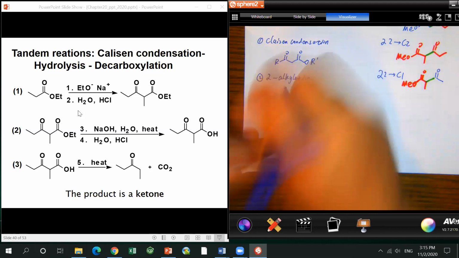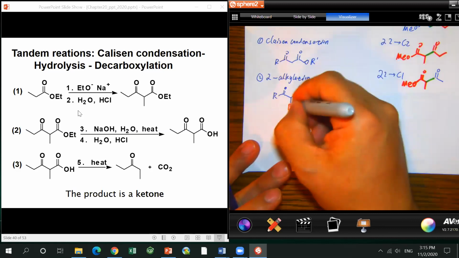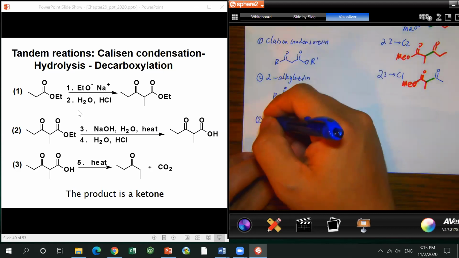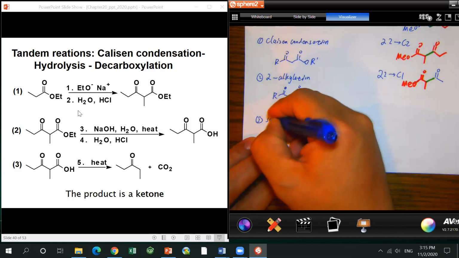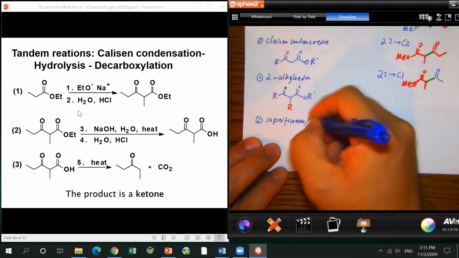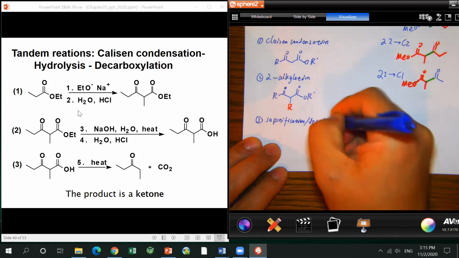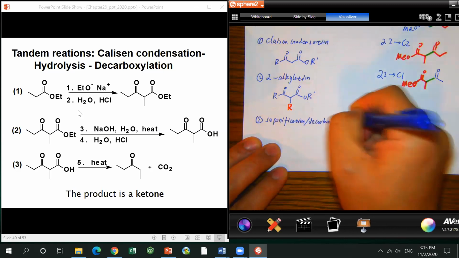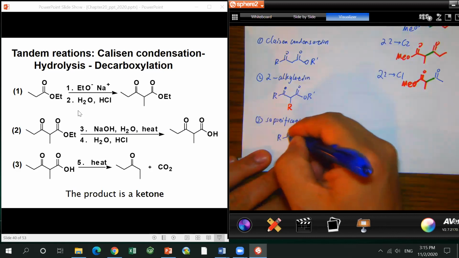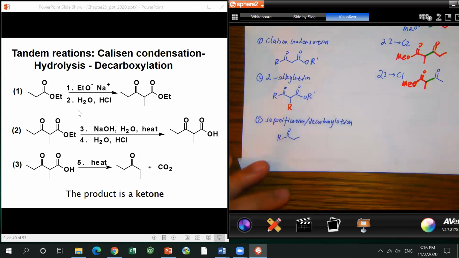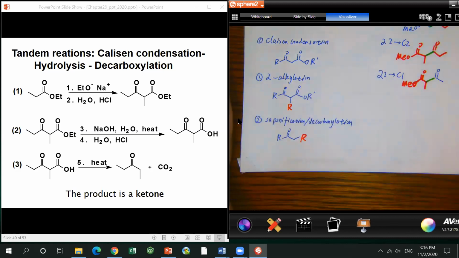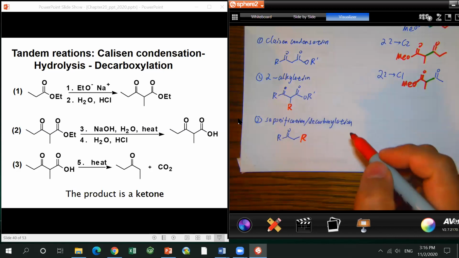Then you can put the acyl group on. It doesn't matter, you can put 1 acyl group or 2 acyl groups. And then the third step, you can do the saponification followed by decarboxylation. Pretty much in the end, you generate a ketone. So by this strategy, you can make all kinds of different ketones. That's quite a useful synthesis strategy.